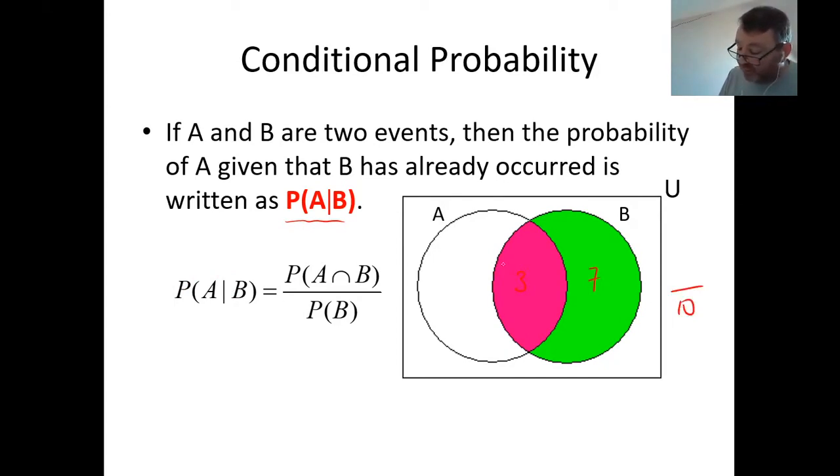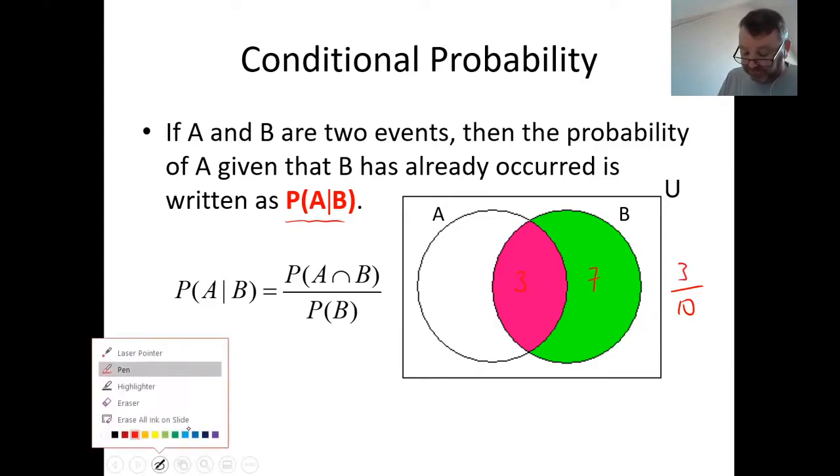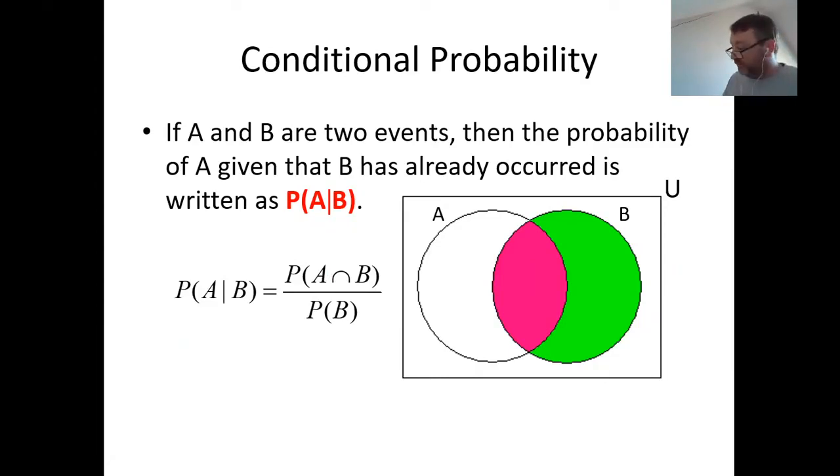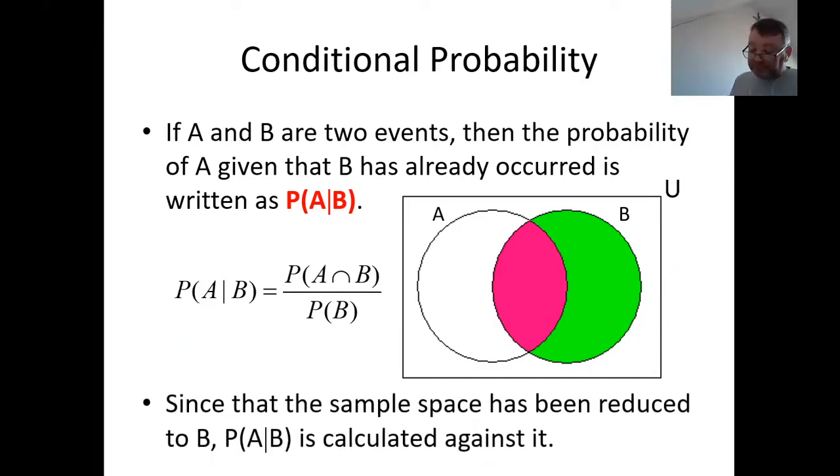What's the intersection between A and B? 3. Now that's if they were giving you numbers. Obviously there's no numbers in this one, I've just put them in. So that's the formula, okay? Since the sample space has been reduced to B, the probability of A given B is simply calculated against it. Now that's the English for the formula, but it's the formula that I want you to remember.